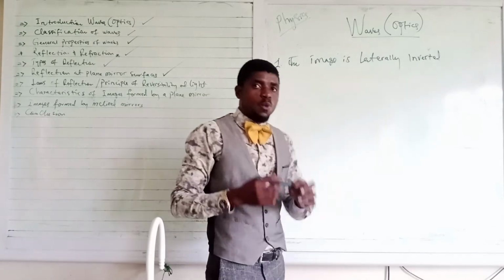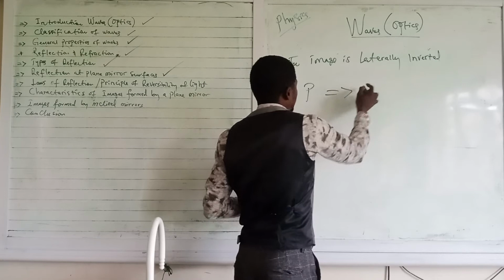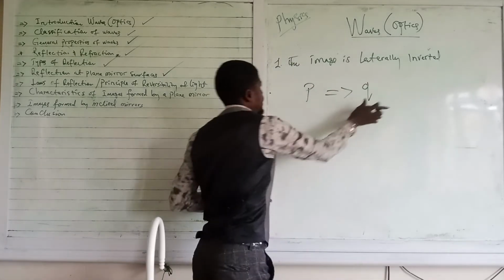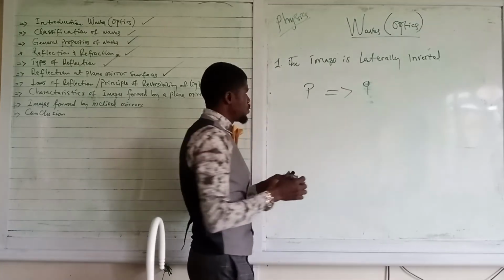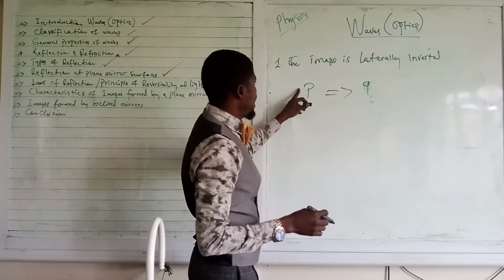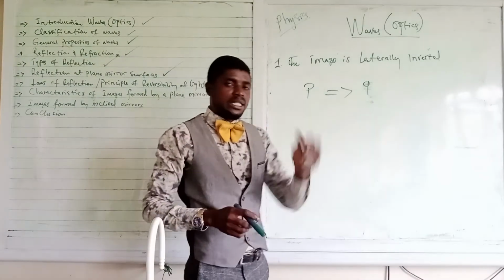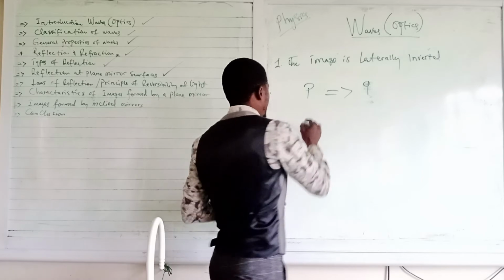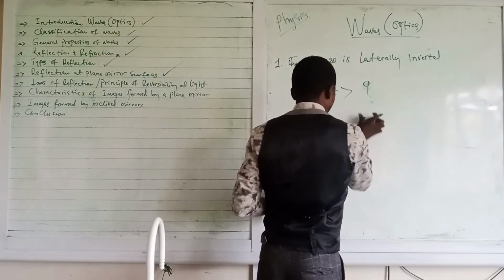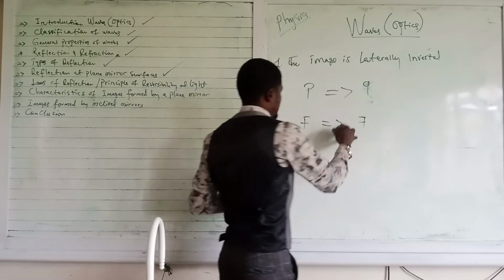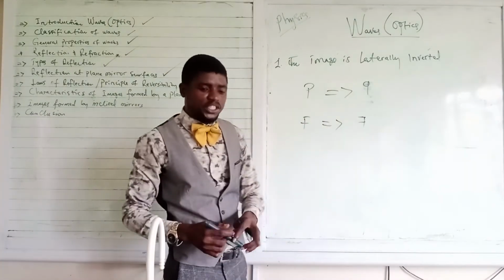What do we mean by that? We mean that letter P will appear as what? Letter Q. As letter Q, when you place it in front of the plane mirror, P will appear like 9. And your F will appear this way when you put it before the plane mirror. We call this lateral inversion.